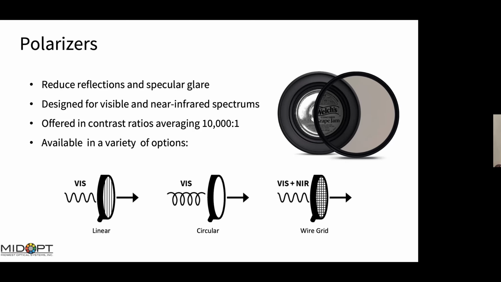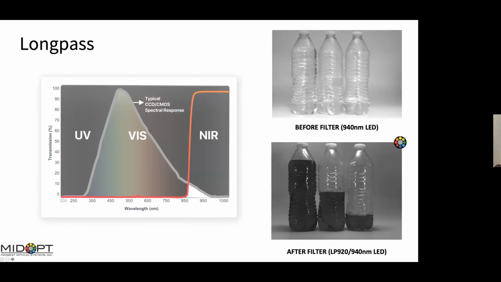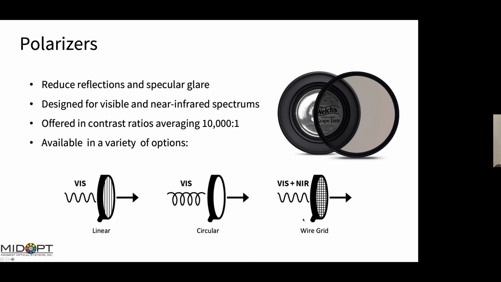So when you're choosing a polarizer, make sure you're aware of what wavelengths of light are causing the glare. If it's a visible light source like white, blue, red, or green, then a linear polarizer will work fine. But if it's an infrared light source, like the one that I showed you with the long pass filter, this had a lot of glare in it, but we're using a wire grid polarizer to reduce that glare. You want to make sure that you choose the appropriate type of filter.